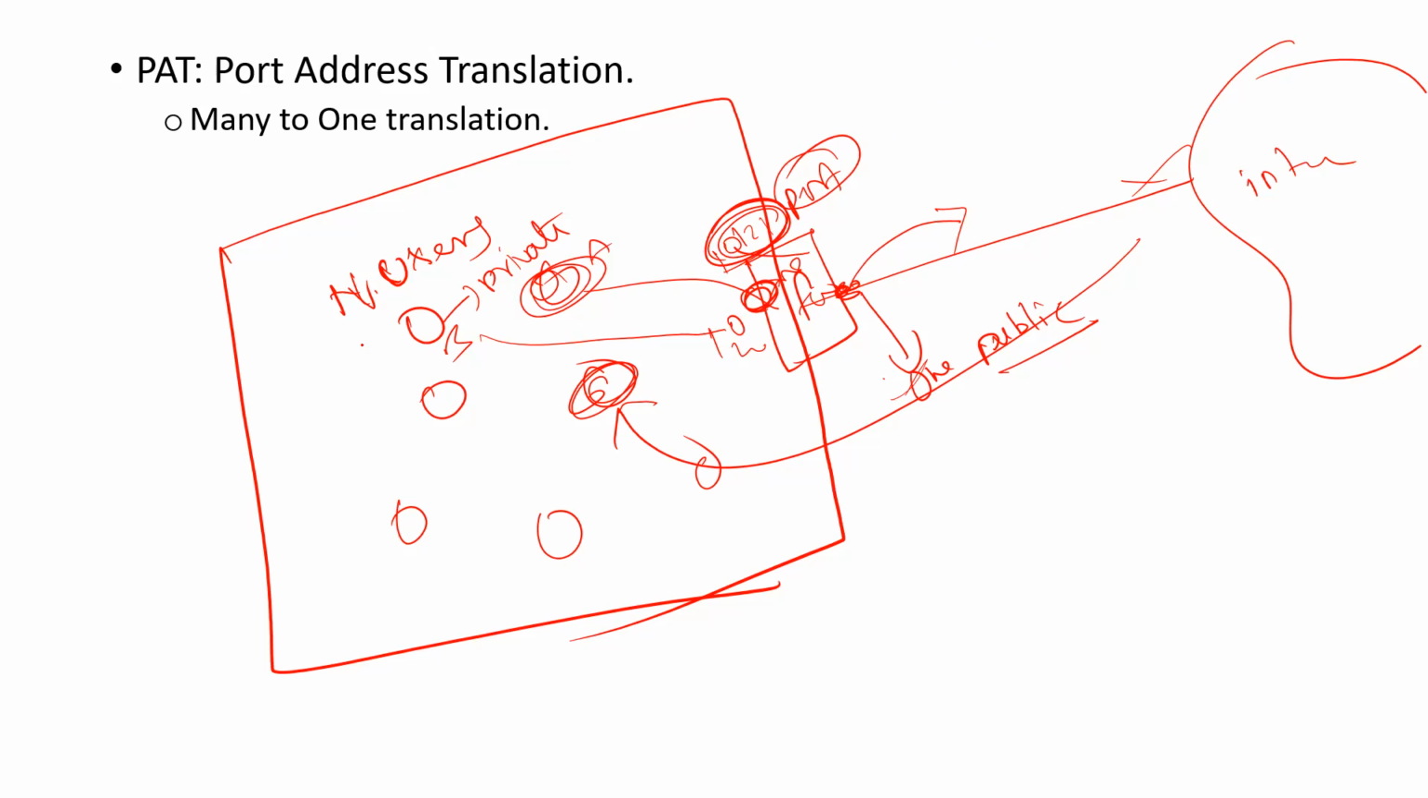Many to one means inside the organization many IPs will be there, and we translate all the internal IP addresses to one public IP address to access the internet. That is called port address translation. Is it clear? Apart from these, we have many other NATs. We discussed static NAT, dynamic NAT, and port address translation. These are the main three.